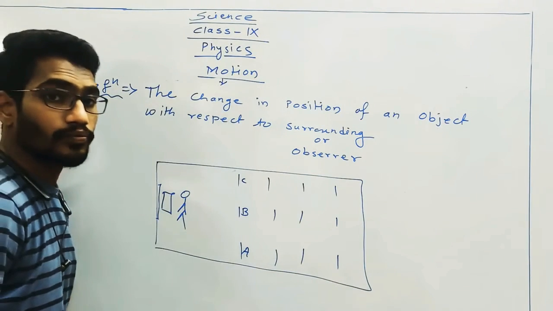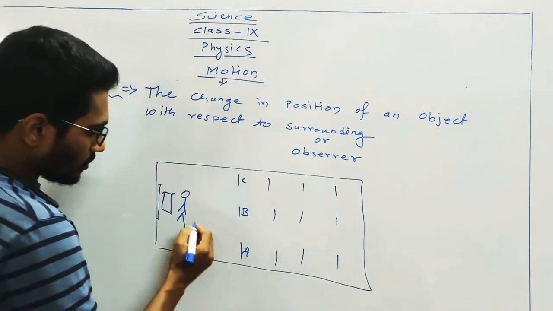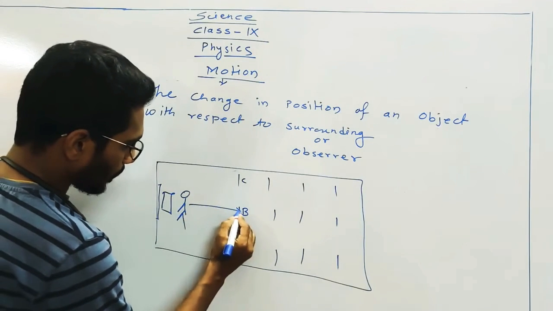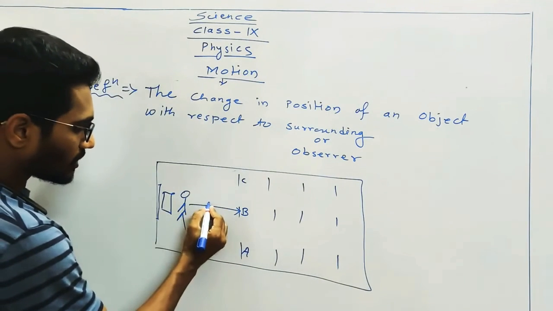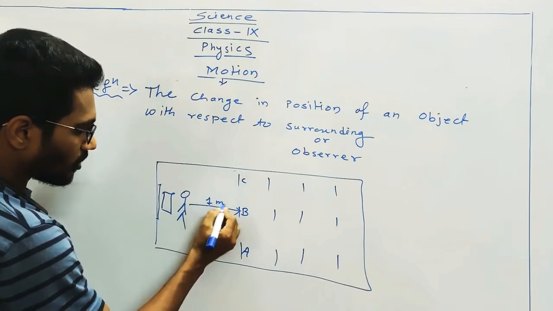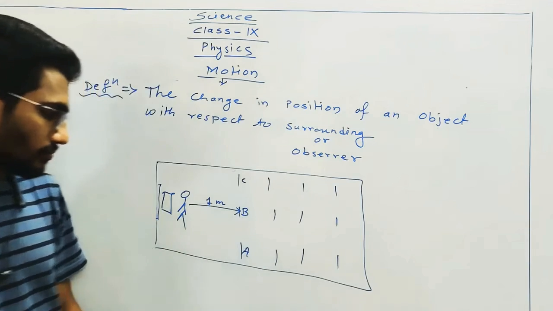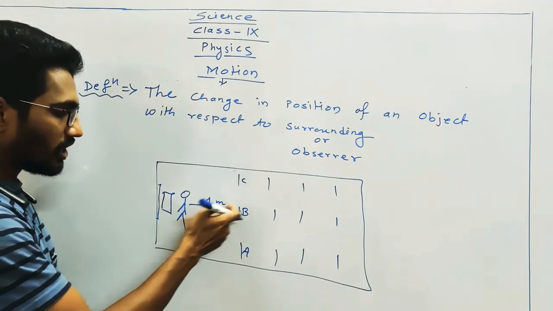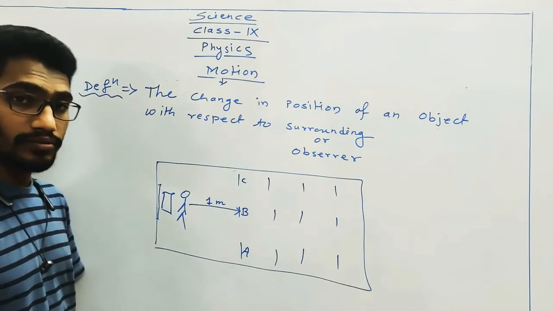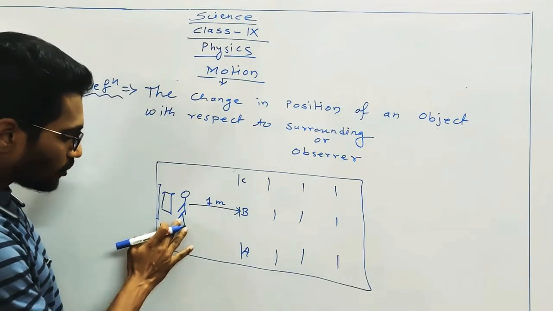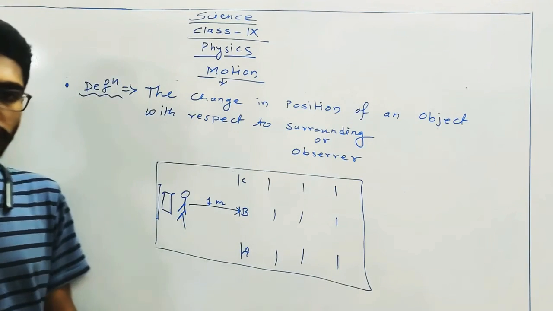And this is me. Now I am, for example, 1 meter away from student B. Teacher is 1 meter away from student B. Okay. Now this particular teacher travels a distance.